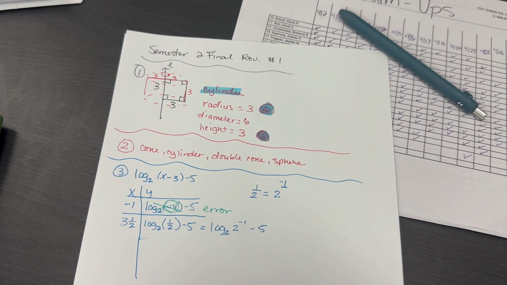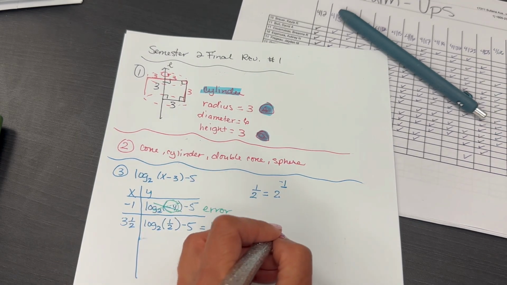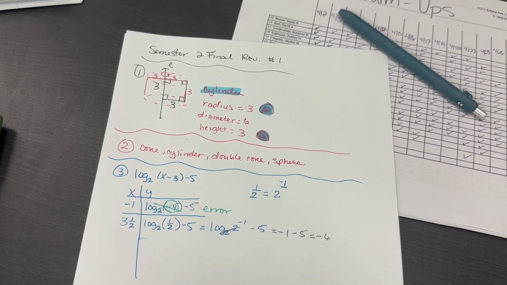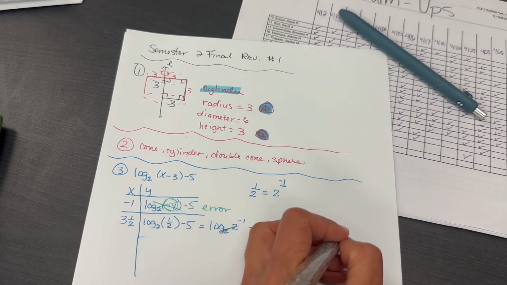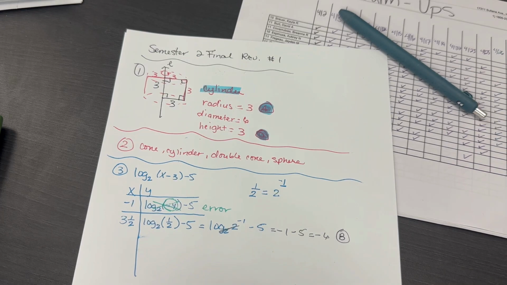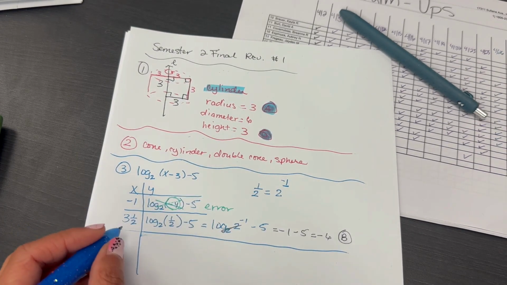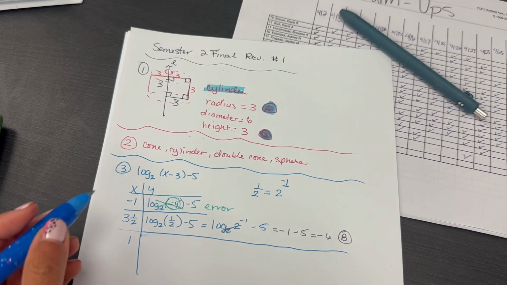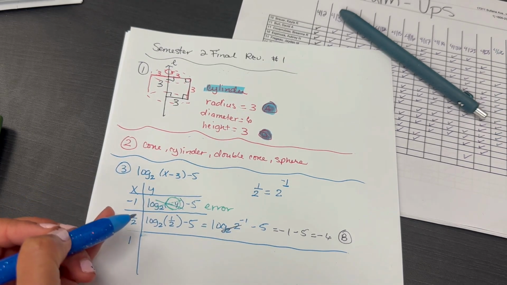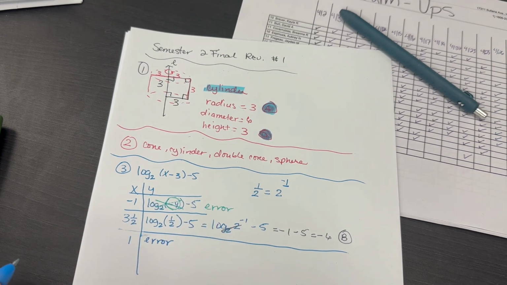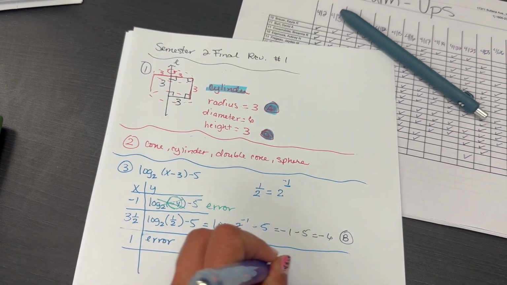You want that double base to cancel out. That means the exponent can come down, and it's just -1 minus 5, which is -6. And that is what it matches with on letter B, 3.5, -6, so B is an option, okay? Next one we need to try is a 1 for x. Well, when we plug in 1 minus 3, that is -2, so we can't plug in negatives into a log, so it's going to give us error, so that one's not on it.